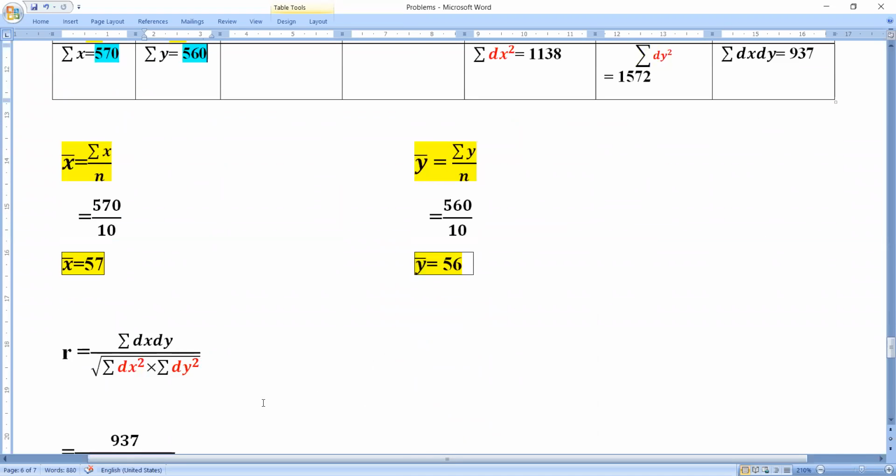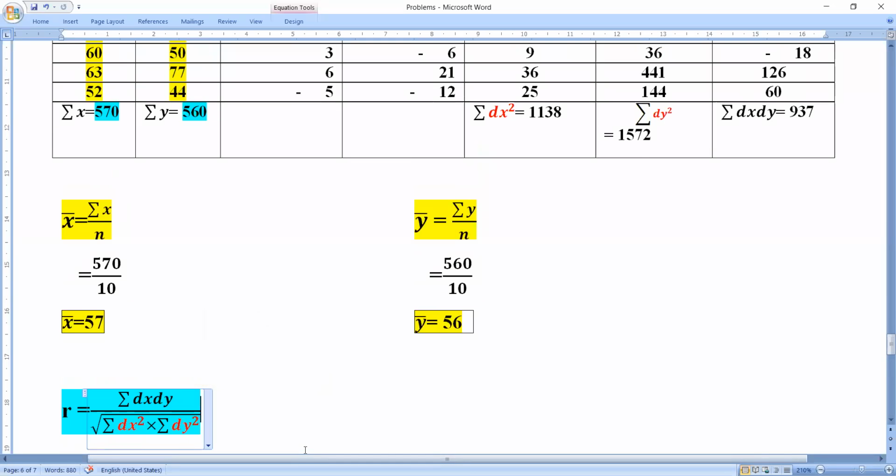Therefore, we apply here the formula: correlation coefficient equals sigma dx dy divided by root of sigma dx square into sigma dy square. This is the formula for the calculation of Karl Pearson's coefficient of correlation. It is applied when we get round figures in the mean values.